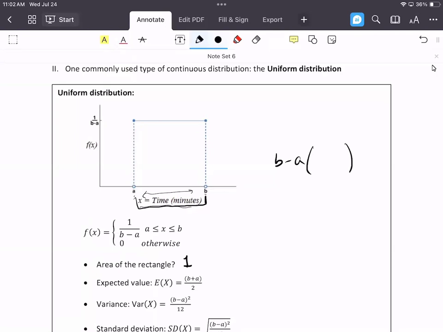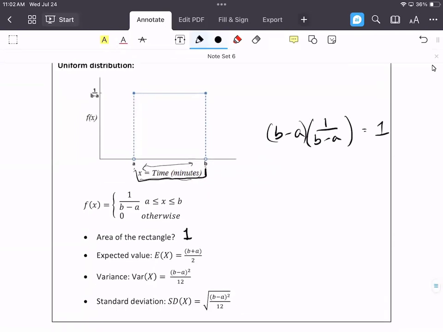If I know that the area to be a valid probability distribution has to be 1, what do I have to multiply by, in other words, by this height to get there? And hopefully you think, well, by the reciprocal. And there you go. B minus a times 1 over b minus a. The b minus a's would cancel, and you end up with 1.